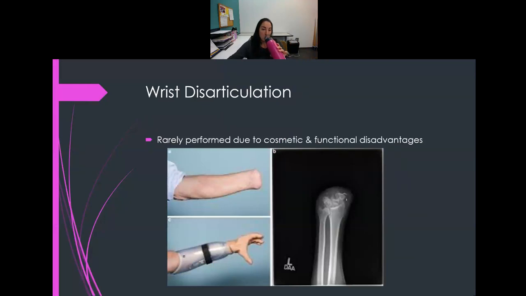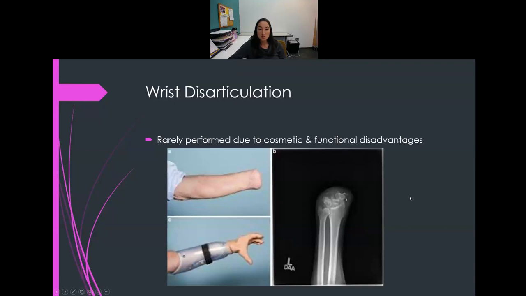With a wrist disarticulation, they leave some of the carpal bones and remove the whole hand. The radius and the ulna are fully intact, and it's not performed very often because cosmetically it typically does not have the greatest appearance and it doesn't have a lot of function. It has a disadvantage as far as function, so it's rarely performed, but there are occasions you'll see a wrist disarticulation.